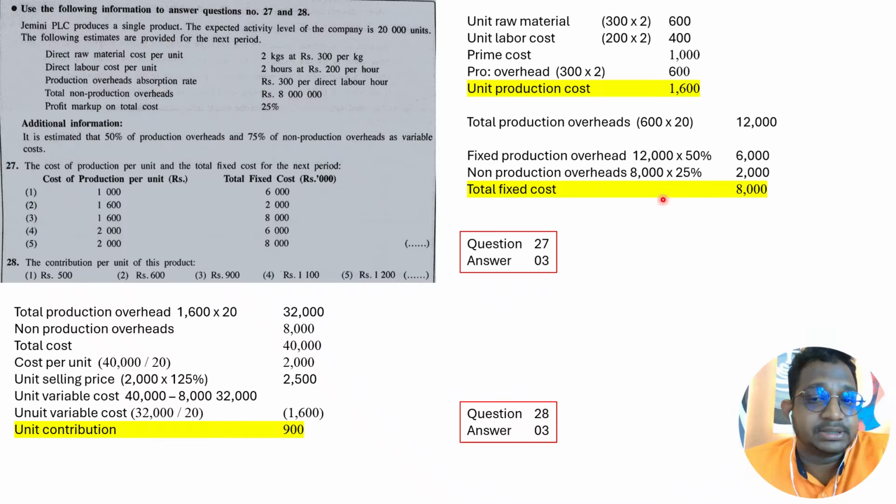And it says 75% of non-production overheads are variable, which means the other 25% of non-production overheads are fixed cost. Then you can find out the total fixed cost. Okay.